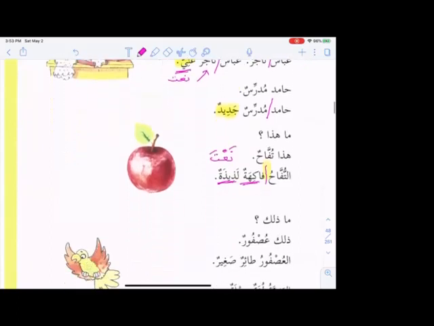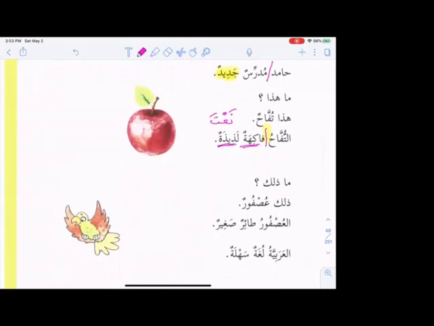Fine. Ma zalika, and what is that? Zalika usfurun. Zalika sparrow. Al ispurun tairun sagirun. So my brother and sister, what is sagirun? The sparrow is a small bird. So how will you define it? Al-ispuru mubtada. Where is the khabar? Tairun. What is the sagirun? Naat. Khabar and naat. Okay.